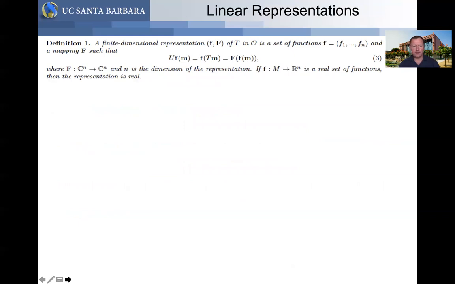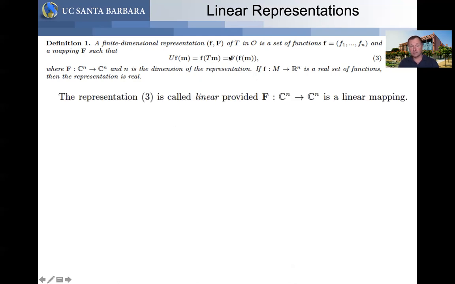So now a finite dimensional representation is a set of functions F and a mapping capital F such that UF is capital F of F, and this capital F is n-dimensional. So that's the dimension of the representation. So it's finite. Again, if the set of observables maps to R^n, it is real, and then we call the representation real as well. Also, we're going to call this representation linear if capital F is a linear mapping.